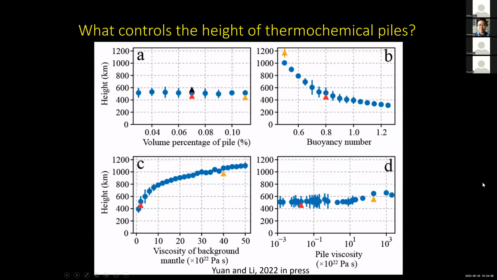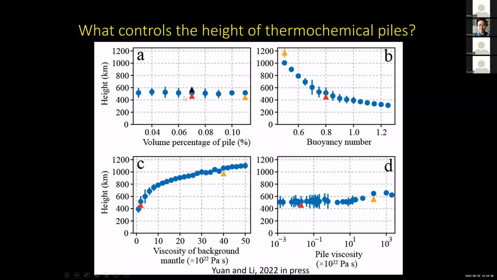This figure shows how the height of thermochemical piles is controlled by each different parameter. In figure A, we show the height on the vertical axis, and the horizontal axis is the volume of the thermochemical pile. It's actually the volume percentage, because we treat the area of the entire model as 1, so 0.1 means the pile occupies 10% of the model domain.